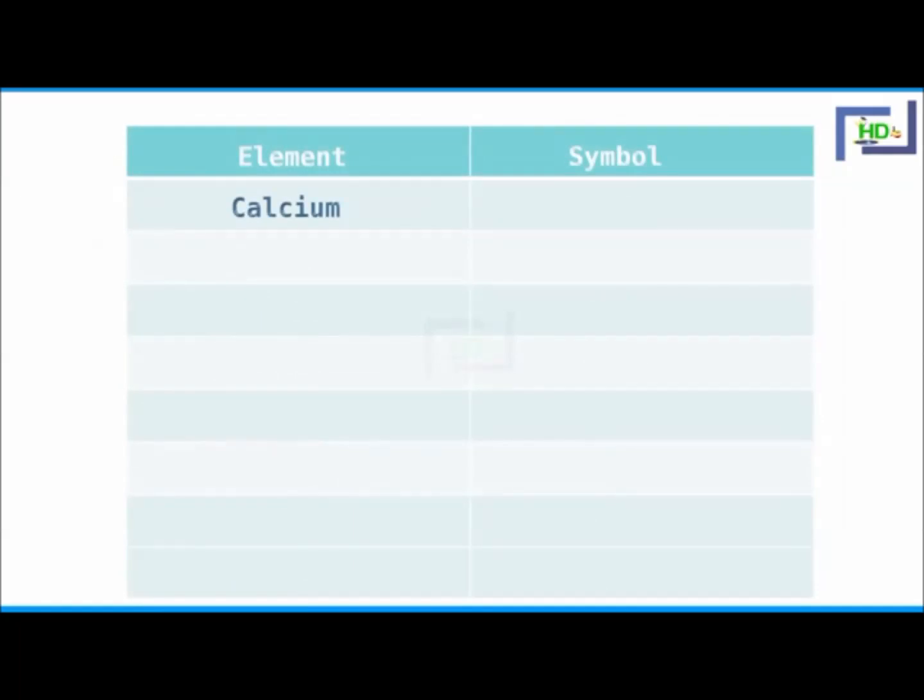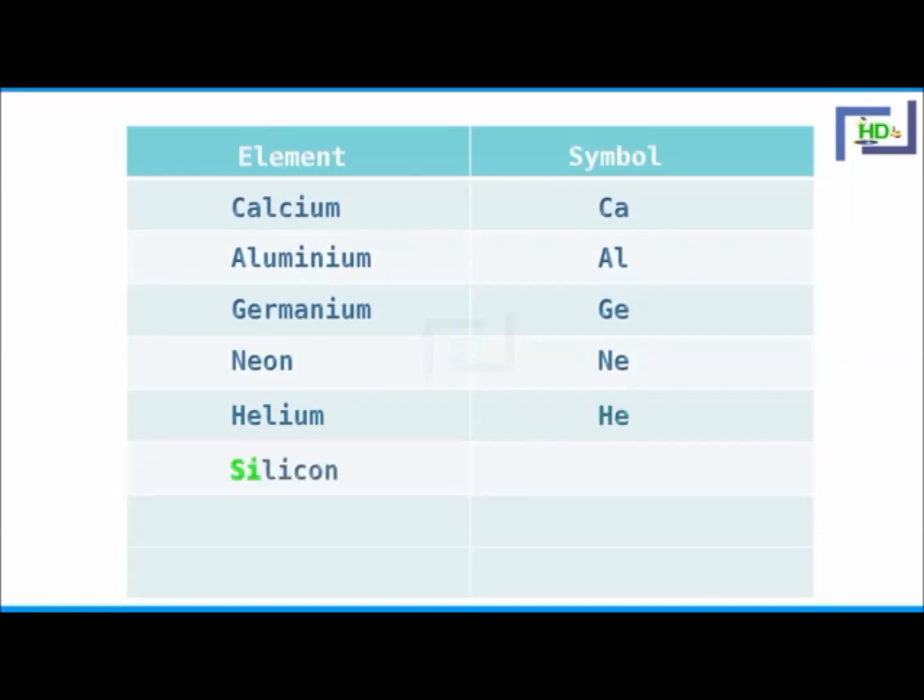For calcium, suppose we take C as the symbol for calcium, but it is already there for carbon. Therefore, the symbol for calcium is given as Ca. When two letters are chosen, the first one is a capital letter and the second one is a small letter. Similarly, aluminium, Al, germanium, Ge, neon, Ne, helium, He, silicon, Si, argon, Ar, nickel, Ni.